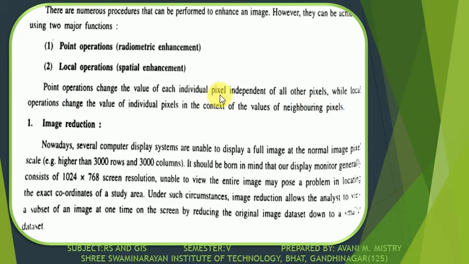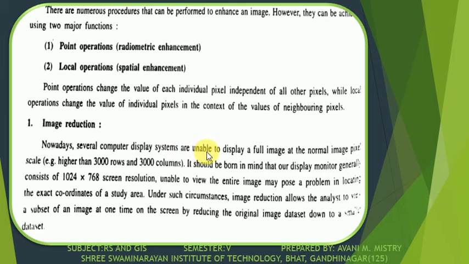Okay, तो point operation में क्या है, change the value of individual pixel independent of other pixel, while the local operation change the value of individual pixel in context of the value of the neighboring pixel. Then next one is image reduction.